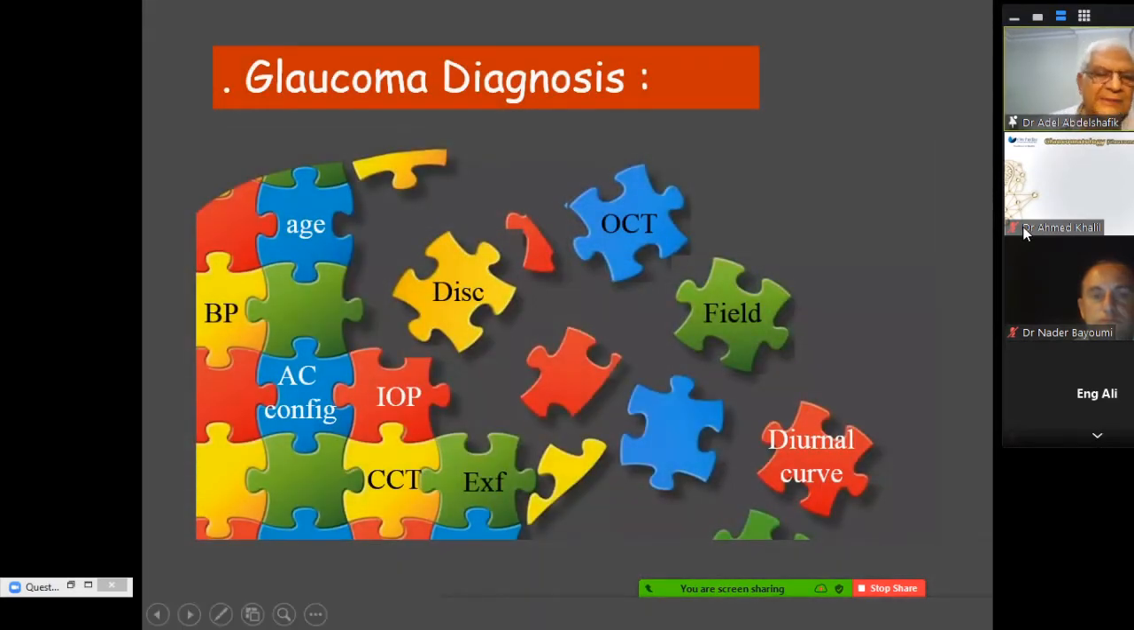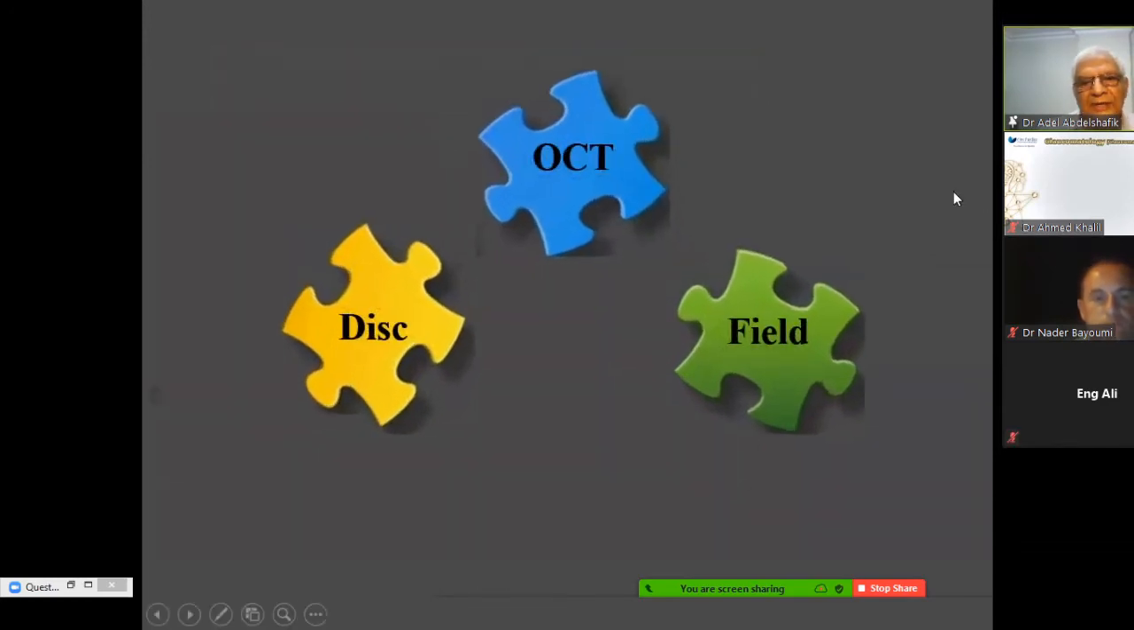Diagnosis of glaucoma depends on so many factors. My talk will depend on only these three: the OCT, the field, and the disc.